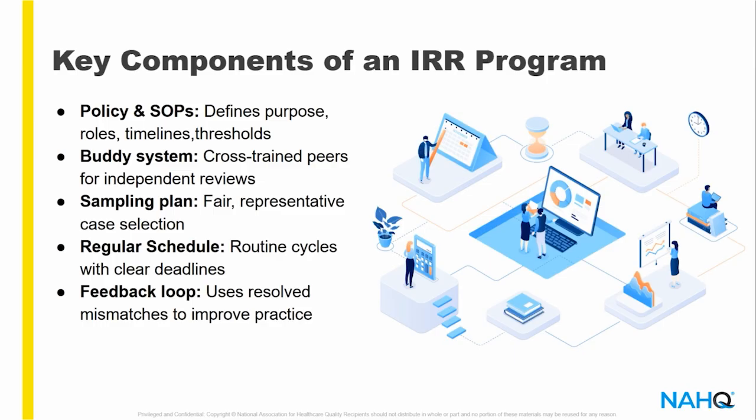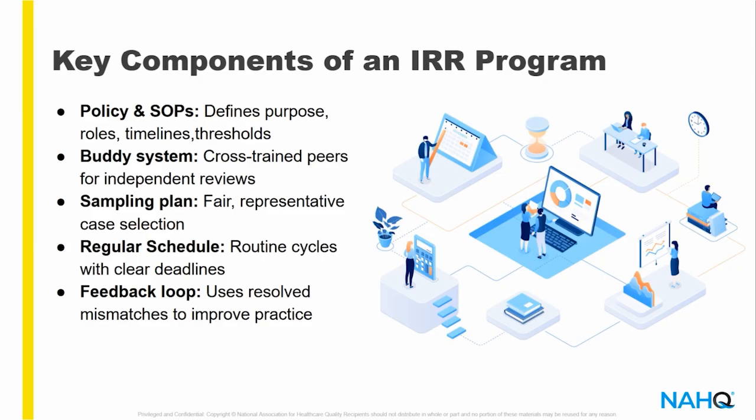First is a formal policy and set of standard operating procedures. This should define the purpose of IRR, clarify key terms like what constitutes a mismatch. It should also outline roles and responsibilities: who and how we select the sample, who performs re-abstractions and adjudicates disagreements, and how our results are shared to promote learning. We also need to include timelines, acceptable thresholds, and IRR frequency.